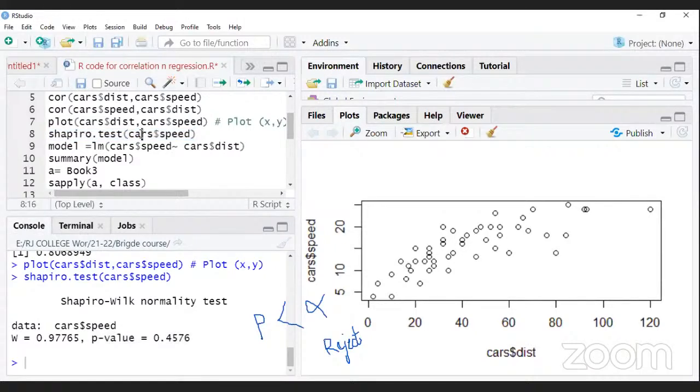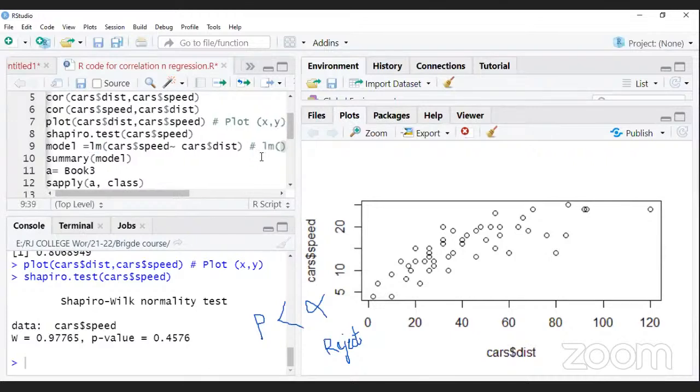Now suppose your dependent variable is normally distributed and there is a linear relationship between x and y, so I may apply linear regression. For linear regression we have to fit the model. We define model equal to lm, which means linear model, with your dependent variable y and your independent variable x.